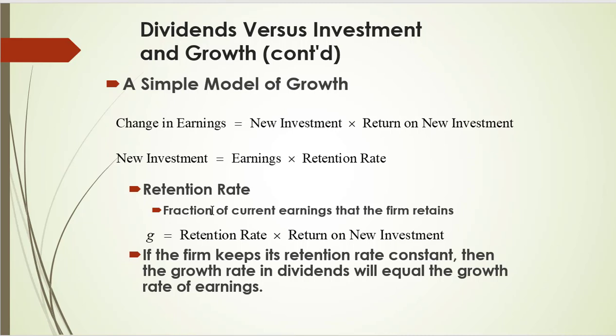In dollars. So the retention rate is the fraction of earnings that are retained. It's 1 minus the dividend payout ratio. If you multiply the retention rate times the return on new investment, this will give you a growth rate of earnings projected for the future. If the company keeps this retention rate constant, then the growth rate in dividends will equal the growth rate in earnings. So there is a potential connection between profits, the earnings of the company, and dividends and their growth, but it has some assumptions. Number one is that we don't change the rate of retention or the rate of payout.